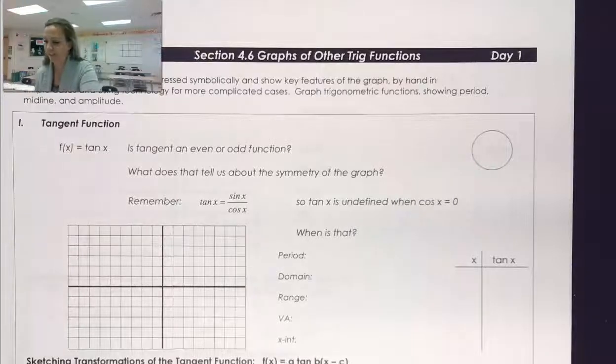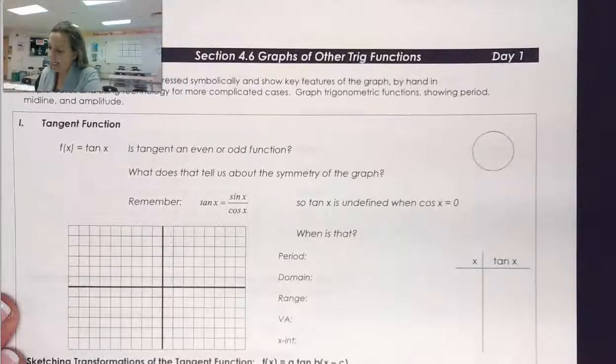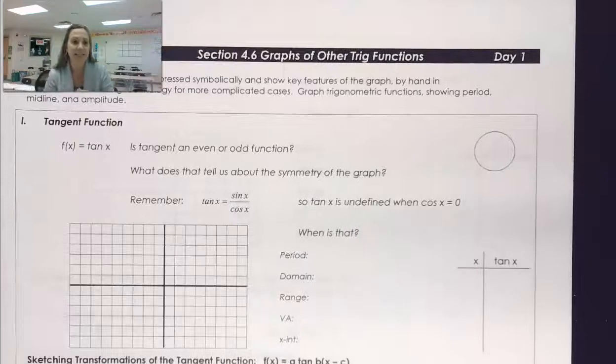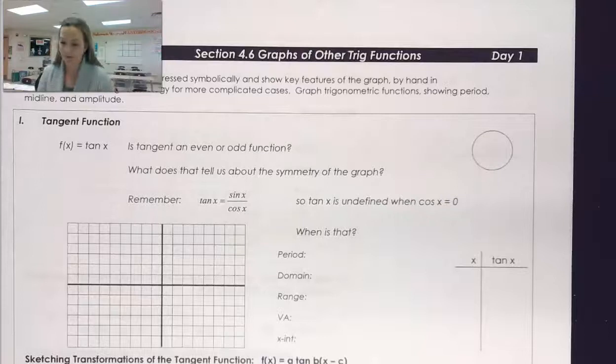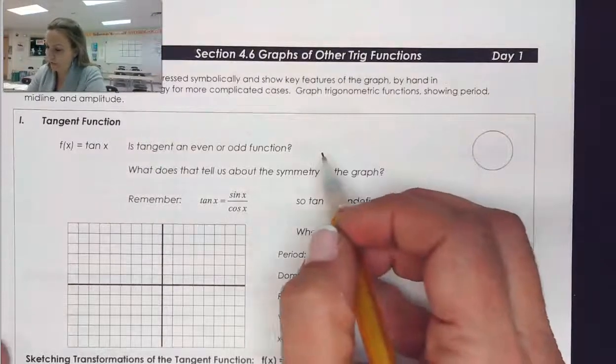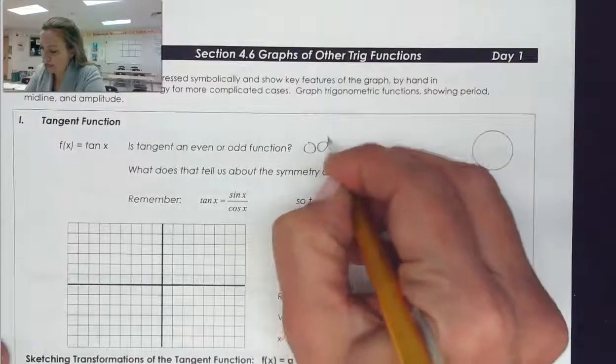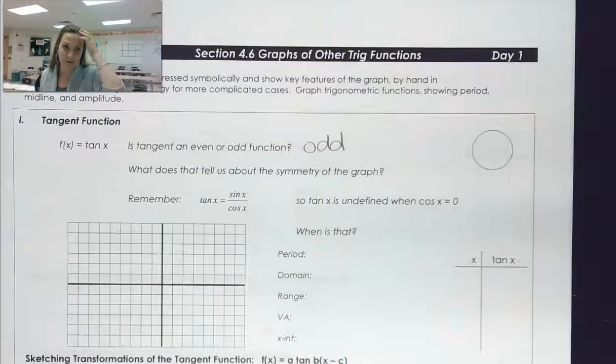All right, today we'll be looking at section 4.6. So we looked at the graphs of the sine and the cosine functions. Today we're going to look at the graphs of the other trig functions, and we're going to start with the tangent function. So this is first asking, is tangent an even or an odd function? And we learned that tangent is an odd function.